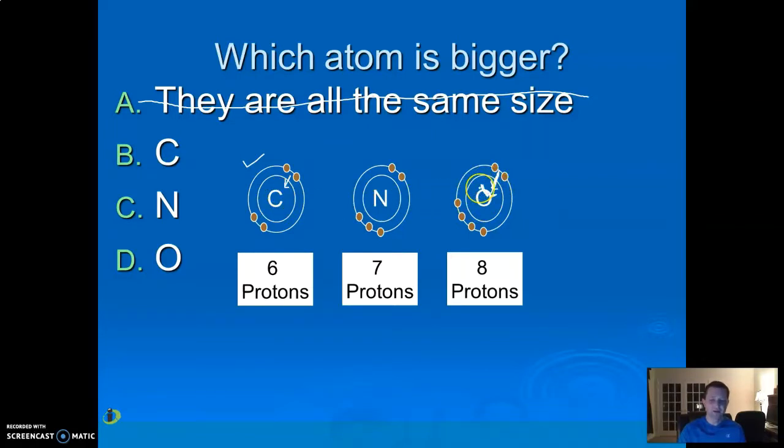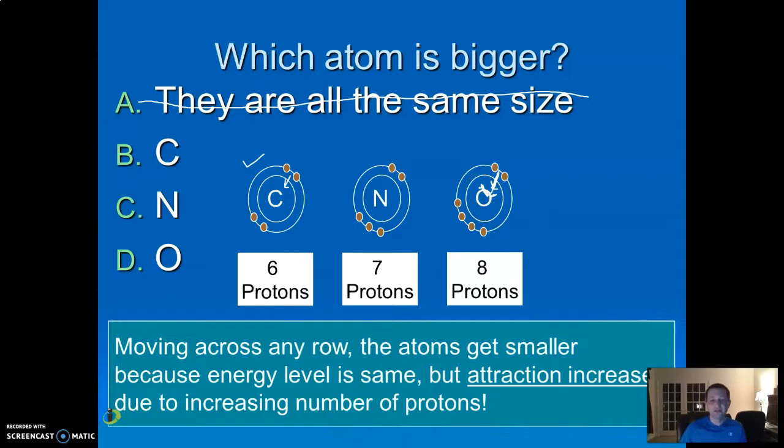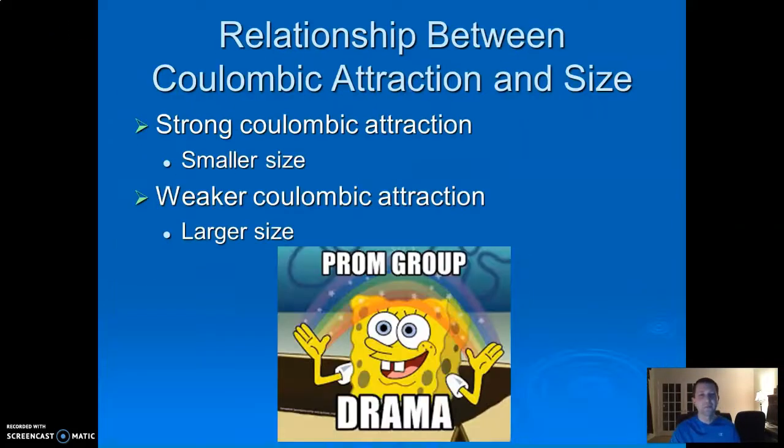So moving across any row, the atoms get smaller because the energy level is the same. They're all level 2, but the attraction increases due to the increasing number of protons. So you're getting smaller over here with oxygen because the attraction is increasing. It's pulling those electrons in more compared to carbon, where you have less attraction, so less pull on those outer shell electrons. Now, let's take a look at a real life example.